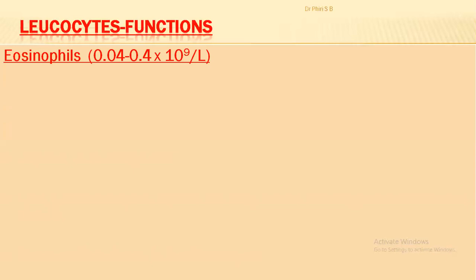Eosinophils, in terms of numbers, you should be able to find 0.04 to about 0.4 times 10 raised to the power 9 eosinophils per liter of blood. So that's the normal number of eosinophil counts.